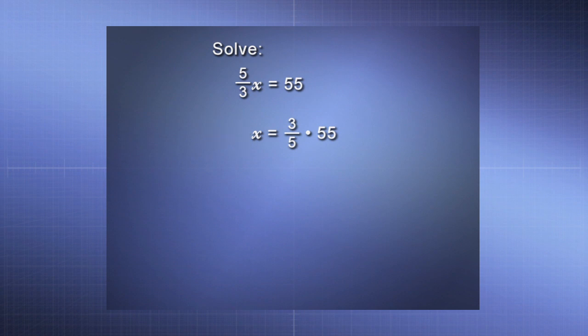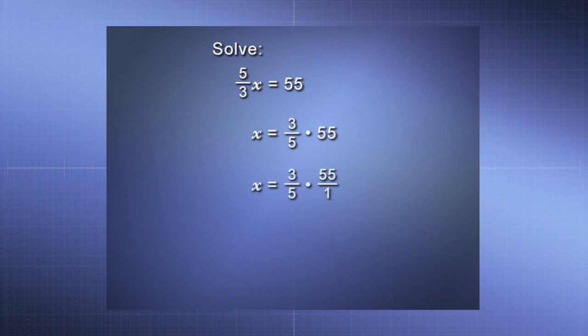Well, we've isolated the x. That's fabulous. So now I just need to simplify the right-hand side. Well, what is the right-hand side? It's 3/5 times 55. Okay, can we simplify that at all? Sure we can. What is going to happen between the 5 that's in the denominator of the 3/5 and the 55? They're going to cancel a little bit.